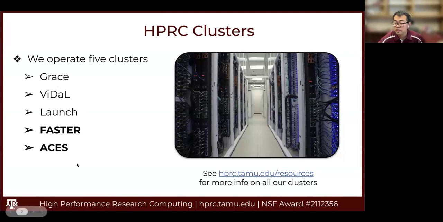Today, we will mainly focus on the last 2, Faster and ACES, because they are both composable, and nowadays people want to know about the composability of HPC computing resources. If you are interested in our computing resources at Texas A&M High Performance Research Computing, you are welcome to check out this page and look at all our computing clusters. Don't worry if you don't have the link. I will send the slides to Dr. Zhang after this webinar, and she can distribute the presentation slides to you, and then you can explore after this.